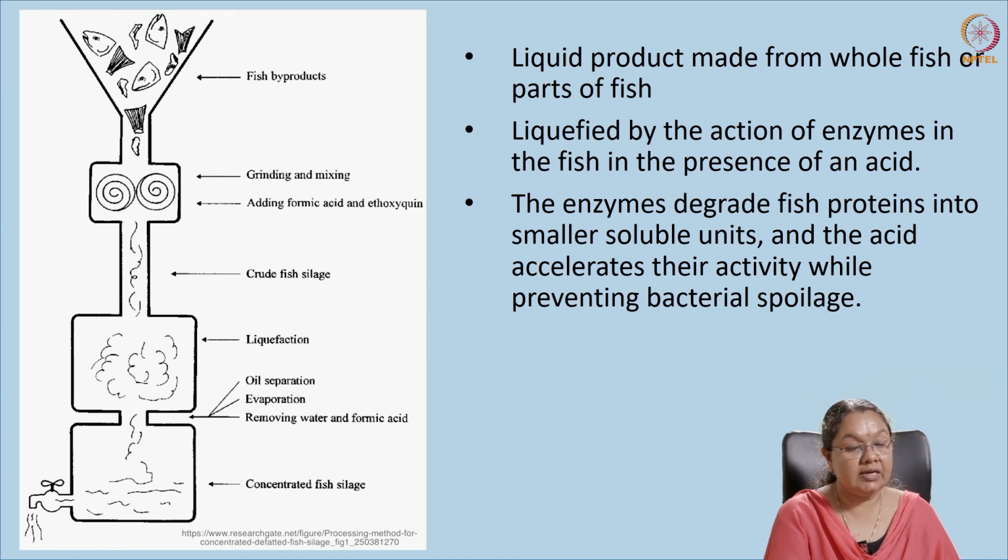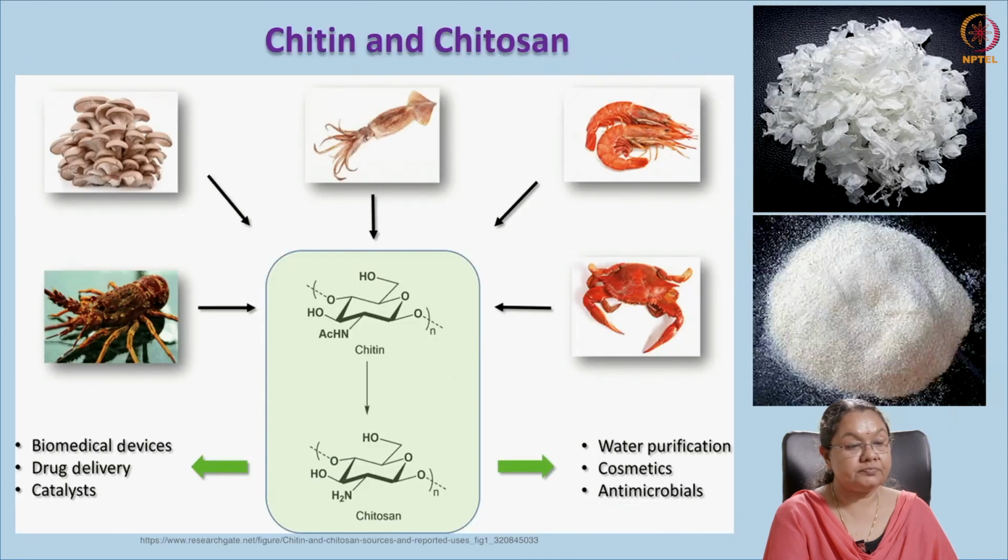And fish silage can be sold in the liquid form or it can be sold in the semi-solid form. Enzymes degrade the proteins, and these proteins are converted to smaller units, and also these are resistant to bacterial spoilage.